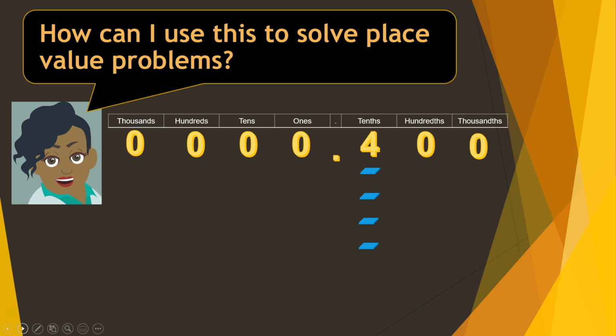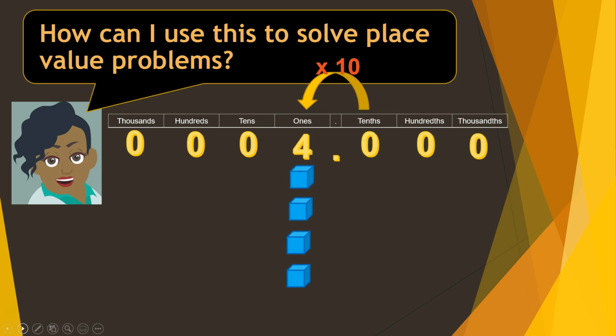So how can I use this to solve place value problems? Let's say we represent 4/10ths this way. If I move the digit 4 one place left, it will be 10 times bigger. That means my representation will be 10 times bigger, and I can represent this move with the equation 4/10ths times 10 equals 4.